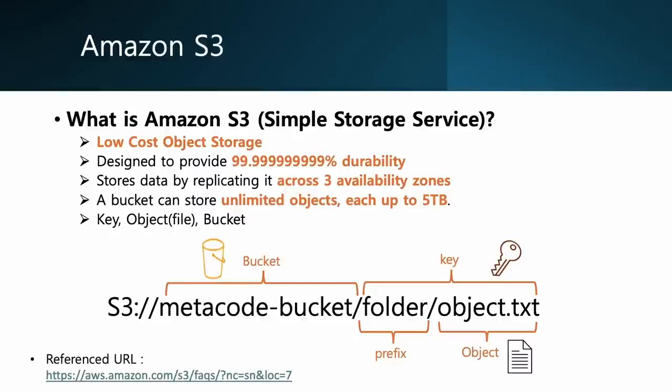S3 has high durability and is replicated to three or more AZs by default for disaster recovery. You can store an infinite number of objects in a single bucket in S3, but each object cannot exceed 5 terabytes in size. S3 consists of key, object, and bucket. If you look at the path of S3, there is S3 in the front and the bucket name in the back. It also consists of a key that combines a prefix and an object name.